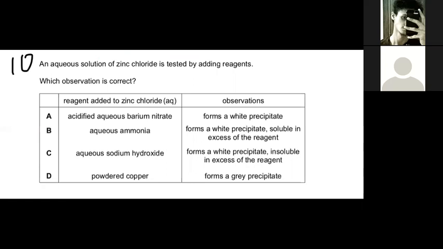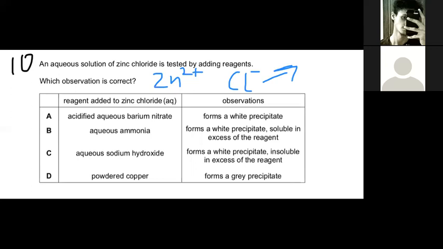Question 10. An aqueous solution of zinc chloride is tested by adding reagents. Which observation is correct? Zinc chloride contains two ions. One is the Zn2+ ion and the other is the chloride ion. Now for the chloride ion, there is one test, that is adding silver or lead nitrate. This forms a white precipitate.